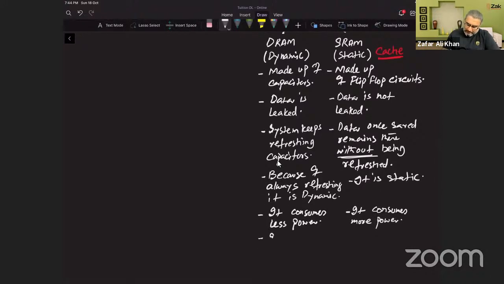Then it can hold more data than static RAM. Static RAM holds less data than DRAM.